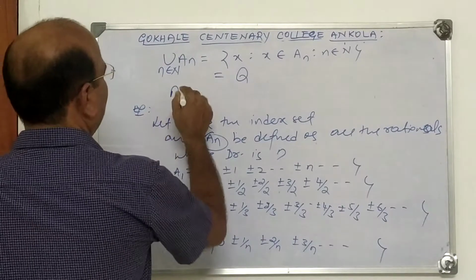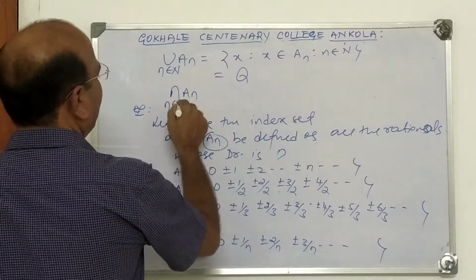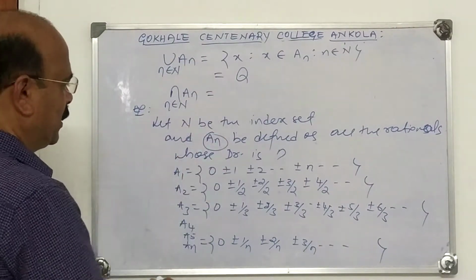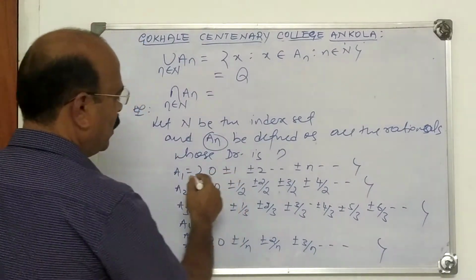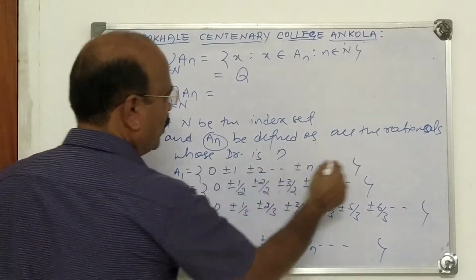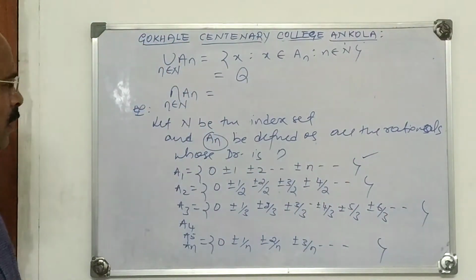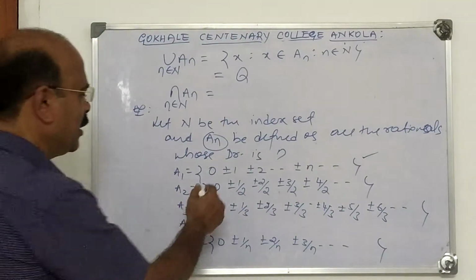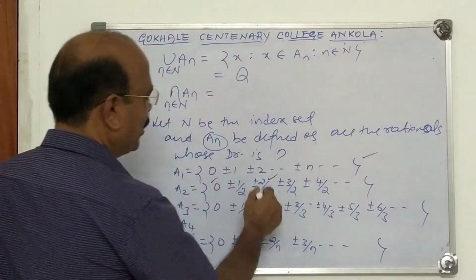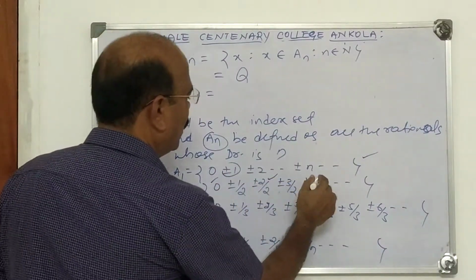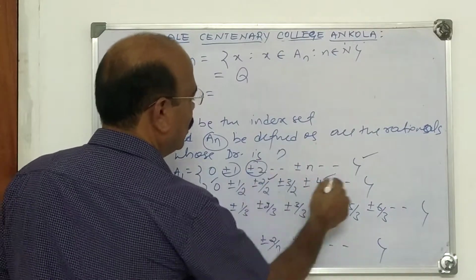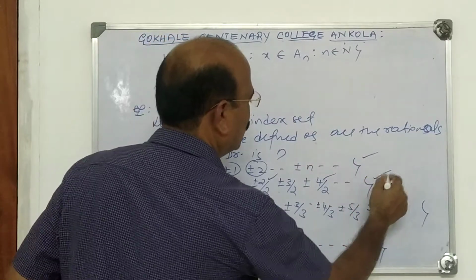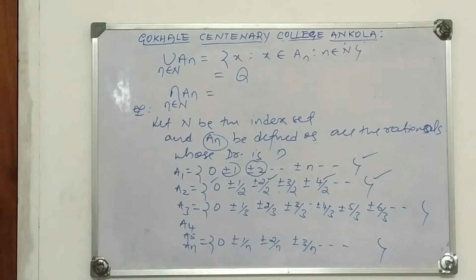What is the intersection? Intersection of An, n belongs to N. What are the common elements in all these sets? In A1 we have only integers: 0, plus or minus 1, plus or minus 2, and so on. In A2 also, can you find the set of integers? Yes, we have integers here: 0, 2 by 2 is plus or minus 1, 4 by 2 is plus or minus 2, and then 6 by 2 is plus or minus 3, and so on. It also includes all the integers.